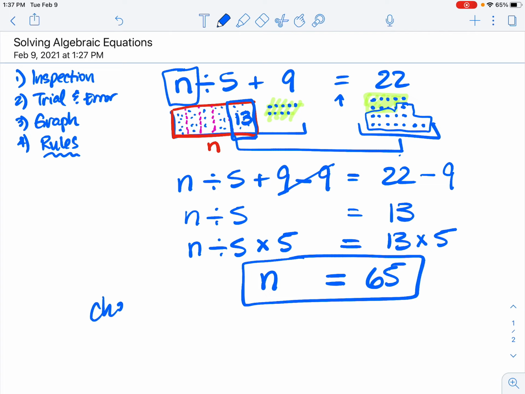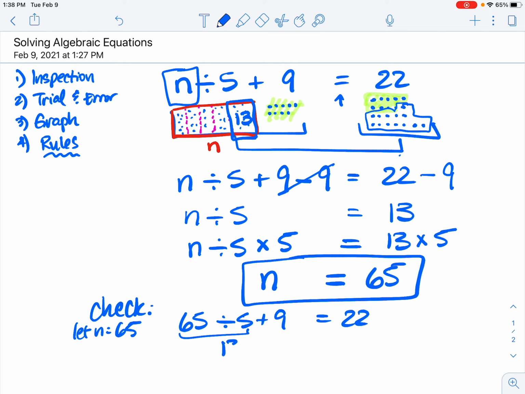Now, how do I check? I would replace the n with 65. So let n equal 65. 65 divided by 5 plus 9. Does that equal 22? Well, BEDMAS says I divide this first. So 65 divided by 5 is 13, plus 9 is 22. 22 equals 22. So I know that n equals 65.